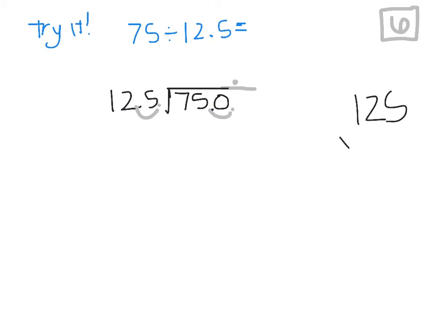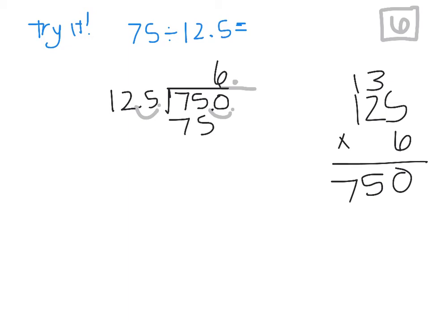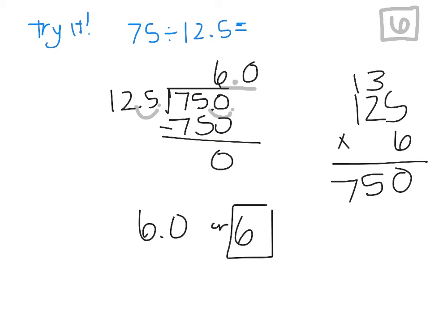125 times 6. 6 times 5 is 30. 6 times 2 is 12, 13, 14, 15. Oh, it's looking good. 6 and 750. Woo, woo, woo. I was right on track that time. Subtract, there's nothing to bring down. So my answer is 6.0 or just 6. And there's your answer. I would take either one. These are both technically correct.